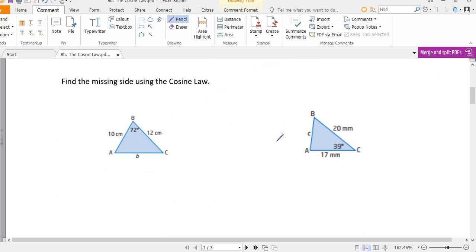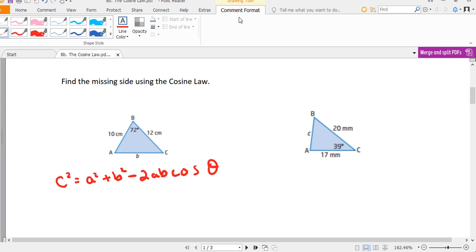So let's put it into use. And all this is just plugging the numbers in. Okay? So c squared equals a squared plus b squared minus 2ab cos theta. But what is what? Well, the only thing that really matters in this equation is this: C and theta. Meaning that they must be opposite of each other.